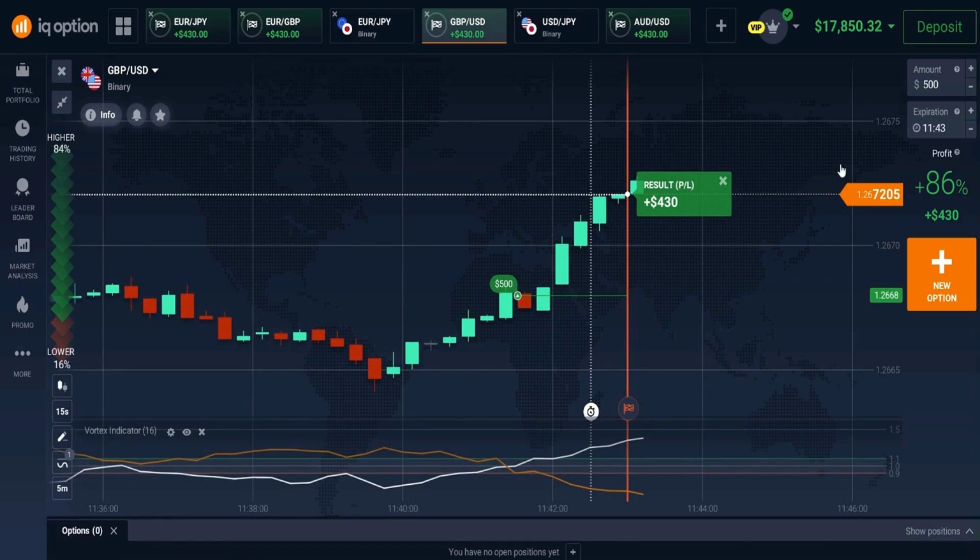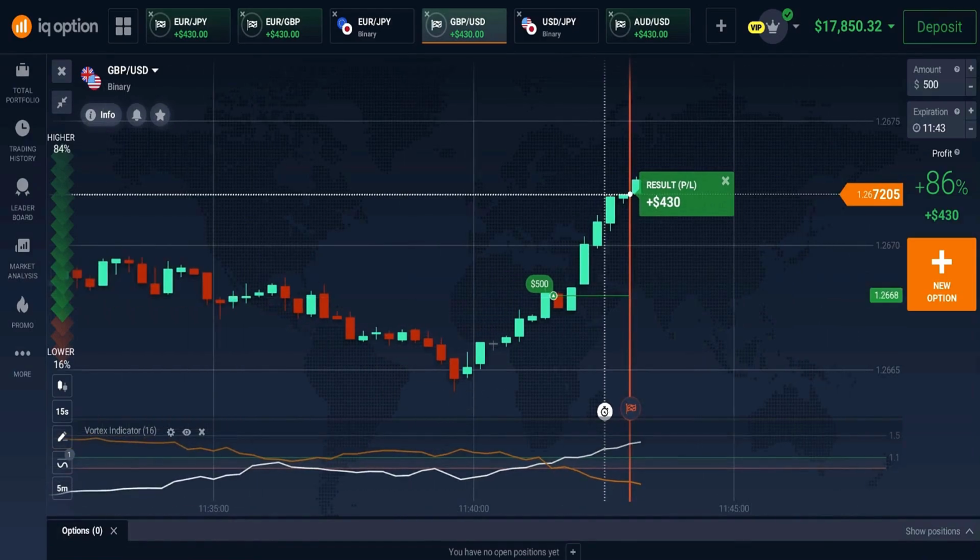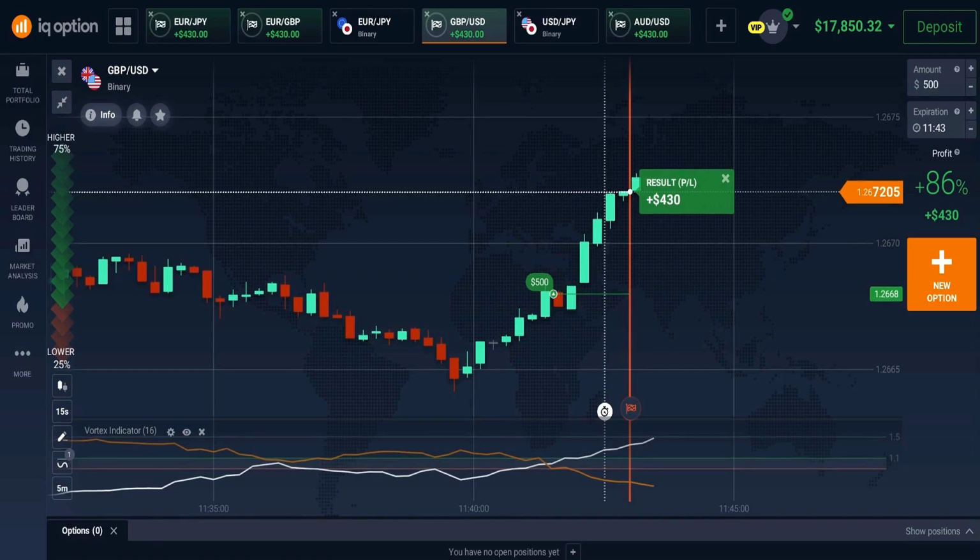This is what a strong setup in a trending market looks like. Clear crossover, good momentum, no ranging candles. That's the ideal condition for using the Vortex strategy successfully. As you've seen in this video, it's not just about getting signals. It's about knowing when to trust them and when to stay out. That's how you grow as a trader, through smart decisions and experience.